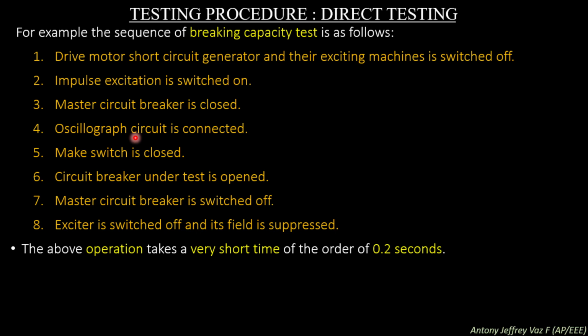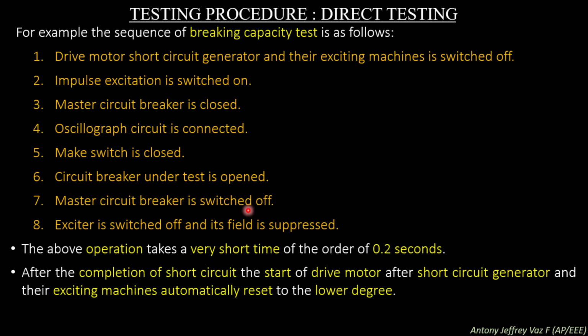In this breaking capacity test, the switching on and off of several devices is made with the help of the sequence switch, which is shaped like a drum, and several contacts are turned on and off as the breaking test is made. The rotation of the drum is made by the motor. The above operation takes a very short time, of the order of 0.2 seconds. So the complete operation will be completed within 0.2 seconds.